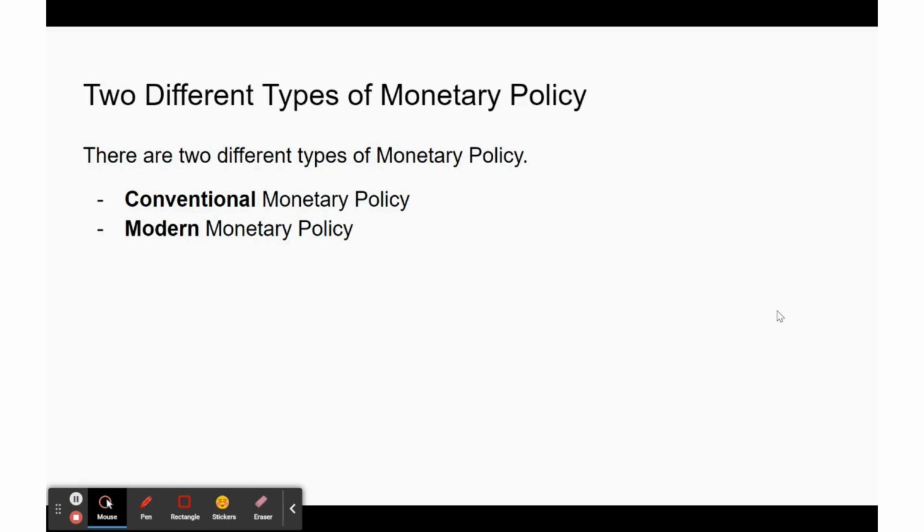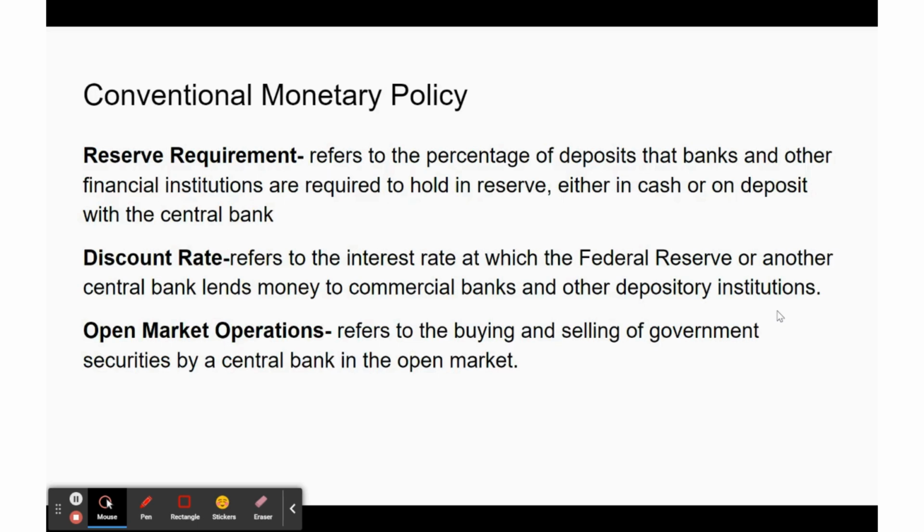But there are two different types of monetary policy. The first one is conventional monetary policy, and the second one is modern monetary policy. Conventional monetary policy consists of the reserve requirement, the discount rate, and the open market operations.